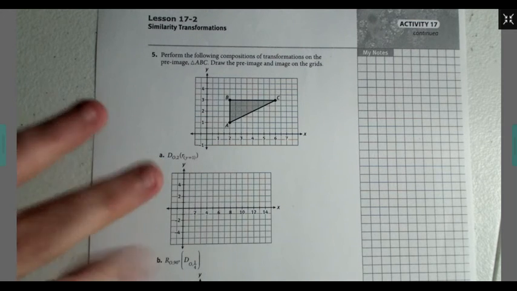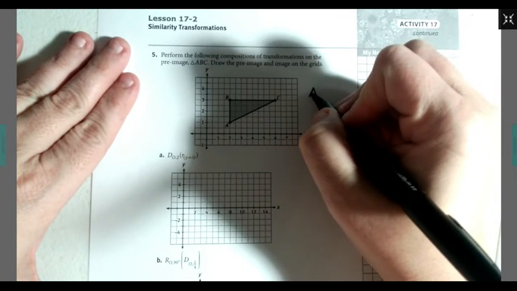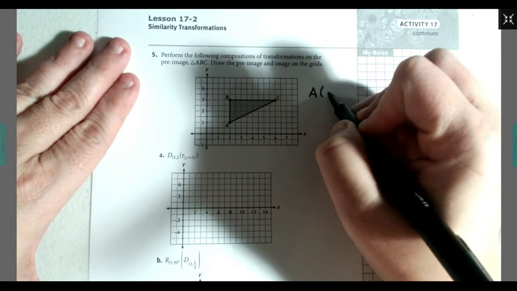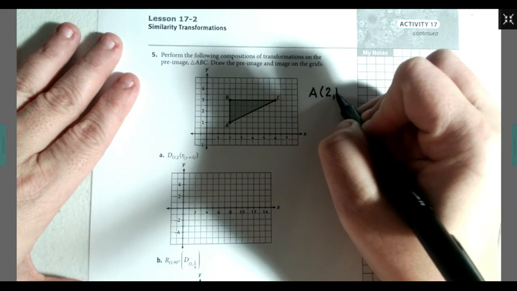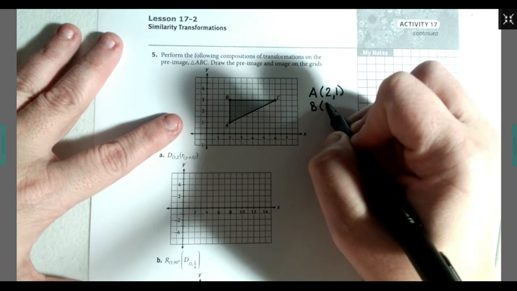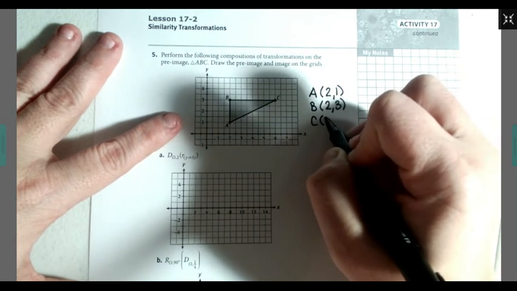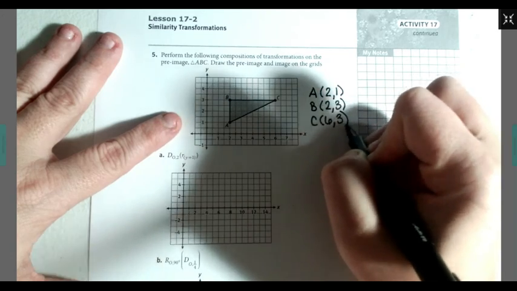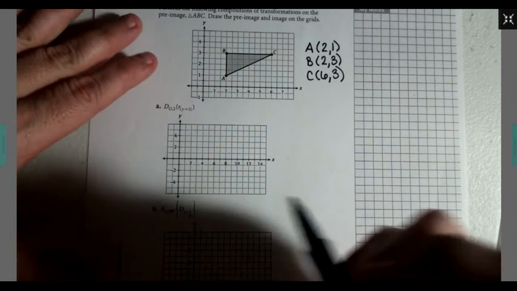So I'm going to start off by drawing my original figure. Now, let's just make a note of where A's location is. A is located at 2, 1. B is located at 2, 3. And C's location is 6, 3. We're going to do A together, and then I'm going to require you to do B, C, and question number 6 on your own, okay?